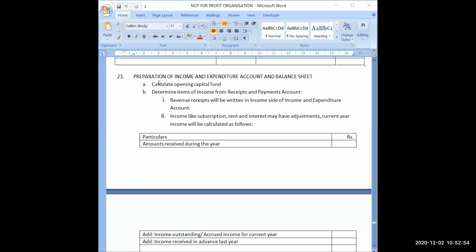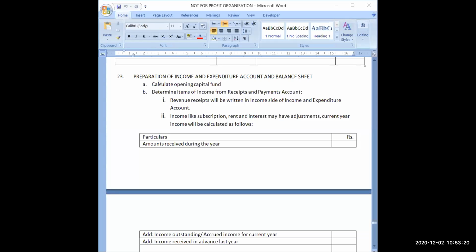So today we will be learning how to prepare the income and expenditure account and balance sheet. We have learned this chapter in various parts. The first part was fund-based accounting: how to add the donations received in that fund, how to add the incomes received in that fund, and how to record the expenses of that fund. That all we have learned.